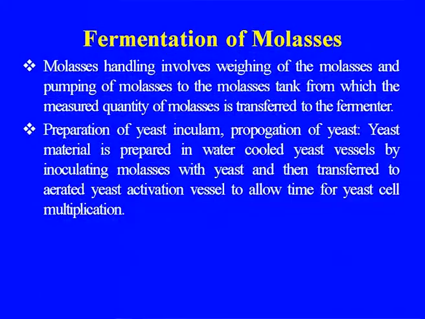Now let us discuss the various steps in more detail. Molasses handling involves weighing of the molasses and pumping it to the molasses tank, from which the major quantity is transferred to the fermenter, because that is a continuous process. Preparation of yeast inoculum, propagation of yeast: yeast material is prepared in water cooled yeast vessels by inoculating molasses with the yeast, and then transferred to the aerated yeast activation vessel to allow time for yeast cell multiplication, and after that it is added.